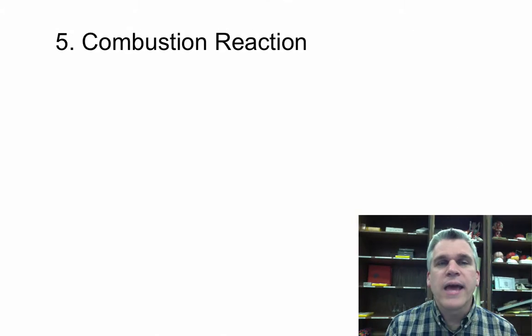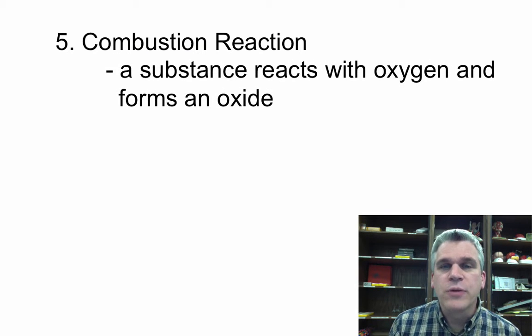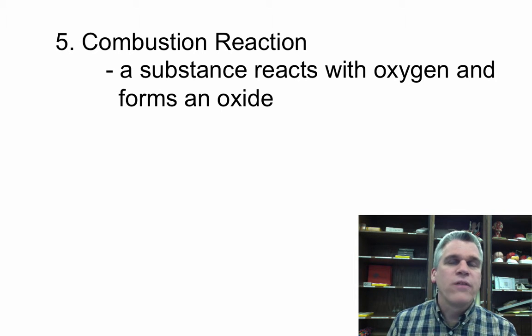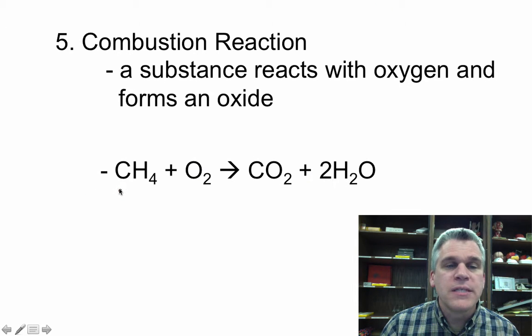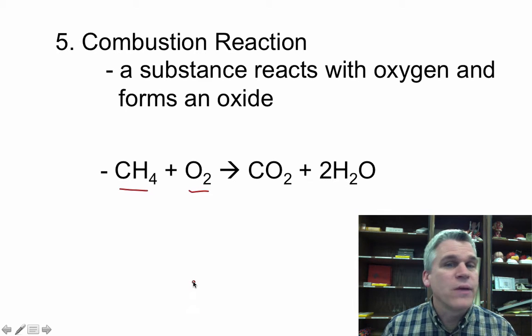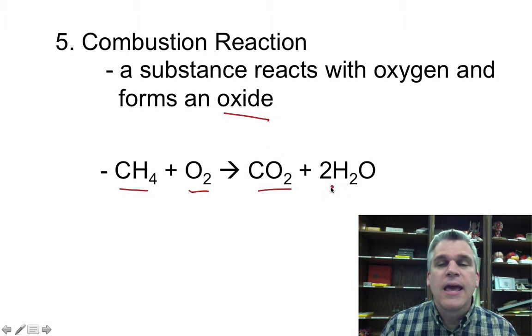And the last reaction is a combustion reaction. In a combustion reaction, you get a substance reacting with oxygen, and as one of the products forms an oxide. So for instance, here we see methane. Methane is a type of gas. It reacts with oxygen. Now we need something to get that reaction going, but what we form then is carbon dioxide, so there's our oxide, and then as another byproduct, water is formed.